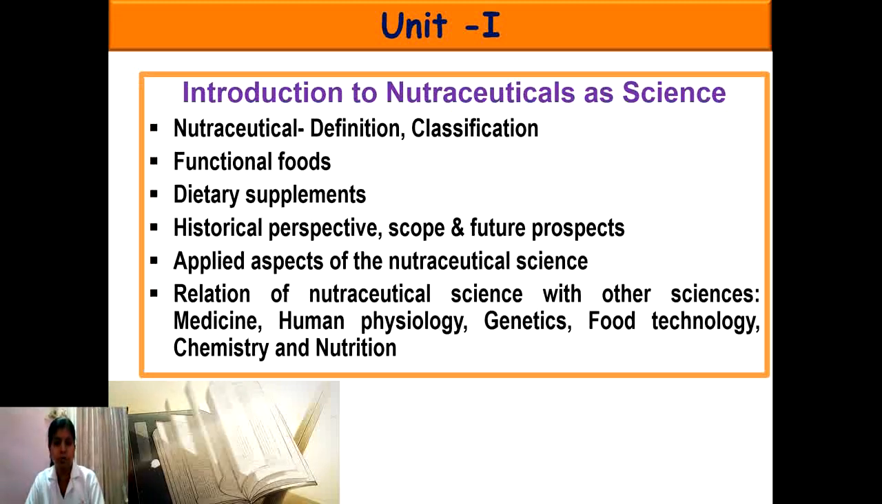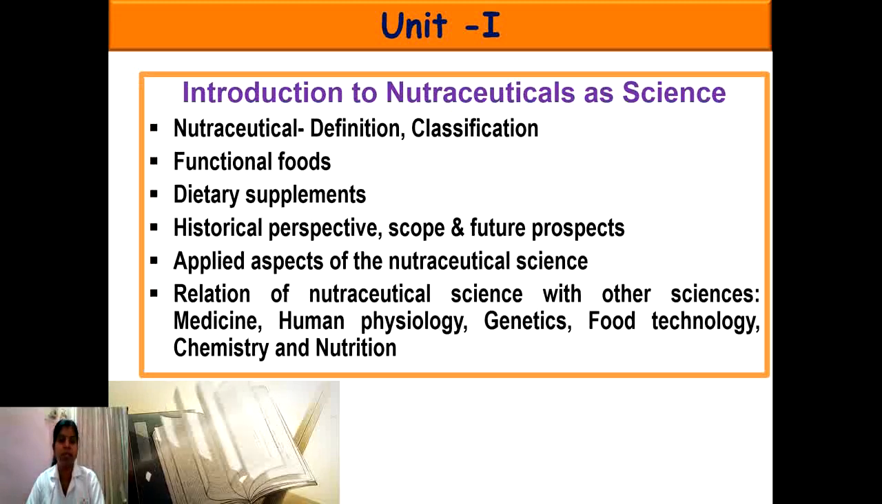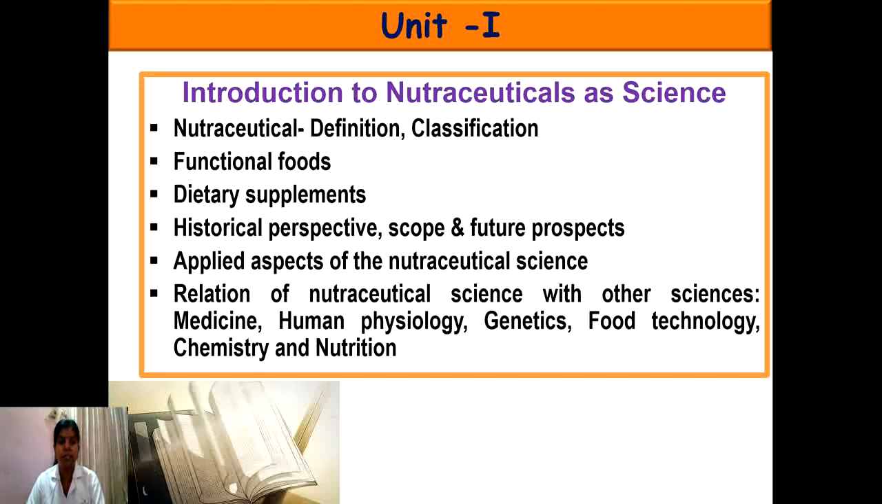The first unit is about the introduction to nutraceuticals as science. Under this unit, we are going to learn about the definition and classification of nutraceuticals, what functional foods are, what dietary supplements are, and about the historical perspective, scope and future prospects of functional foods and nutraceuticals, and about applied aspects of nutraceutical science and its relation with other sciences like medicine, human physiology, genetics, food technology, chemistry, and nutrition.